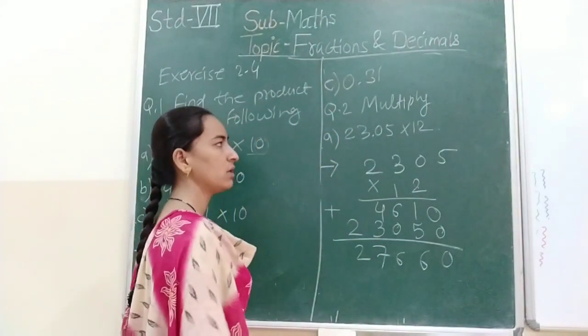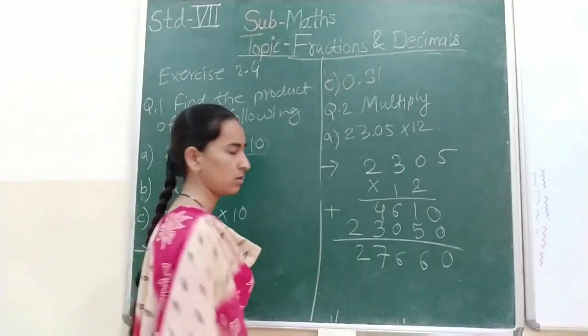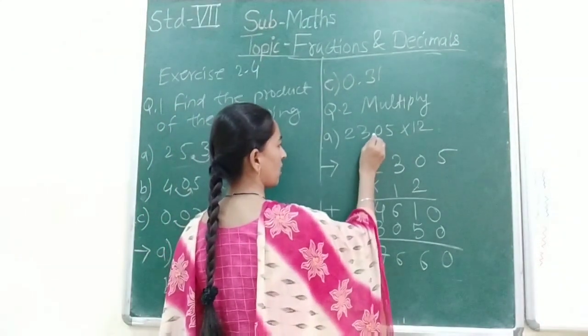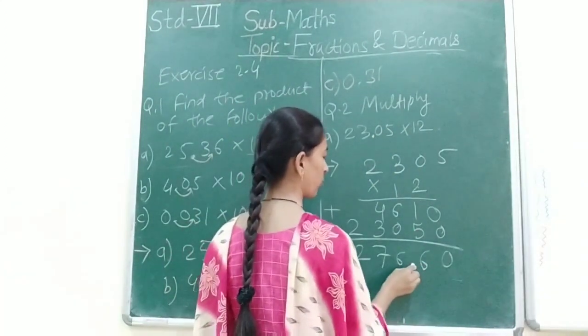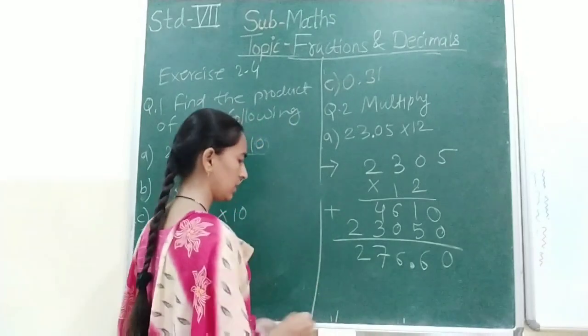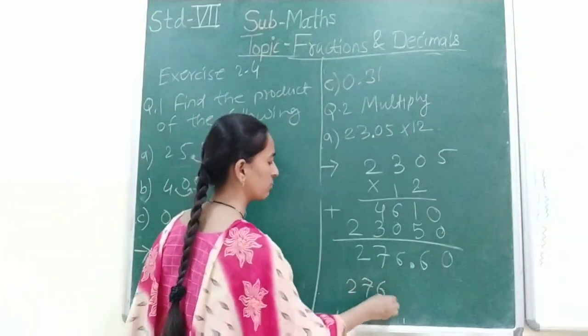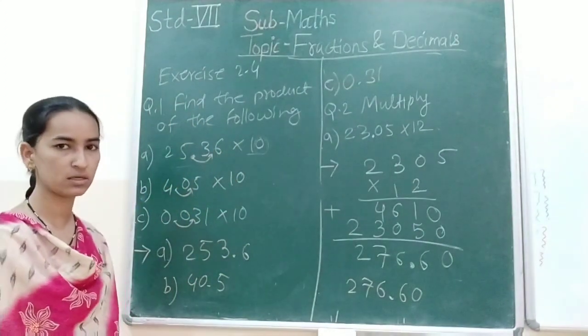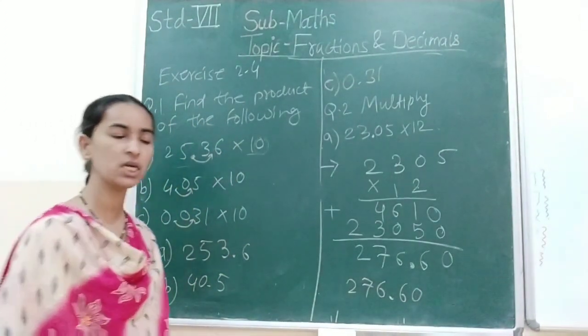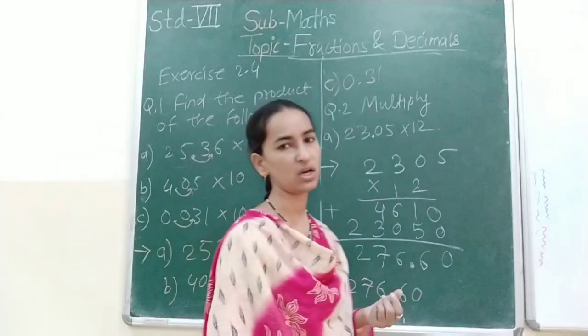Okay. Now how we are giving the points? How many digits are after decimal? 1 2. From right side, 1 2. So point will be here. That means 276.60. This is the answer. Understand how to take the multiplication? It is very easy. You can do that.